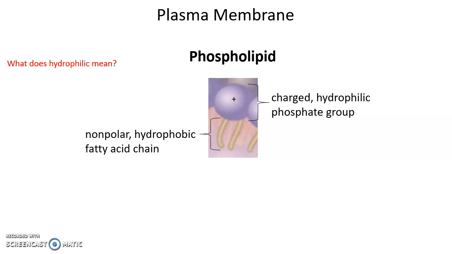So the spherical part of the phospholipid is a charged, hydrophilic phosphate group. Phosphate being a specific compound in the periodic table. Hydrophilic meaning water-loving. So the charged hydrophilic phosphate group likes to be exposed to water. And then the two strings coming off of the sphere represent the nonpolar hydrophobic fatty acid chains. Fatty acid chains are long chains of carbons and hydrogens, and they are nonpolar, so they have no charge, and they're hydrophobic, water-fearing. So the fatty acid chains do not want to be exposed to water.